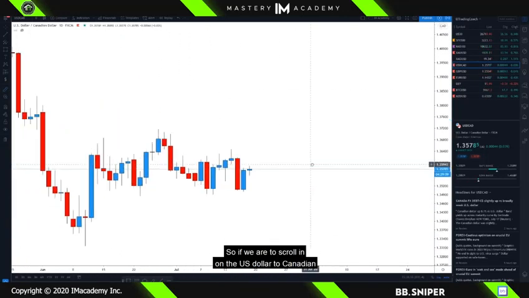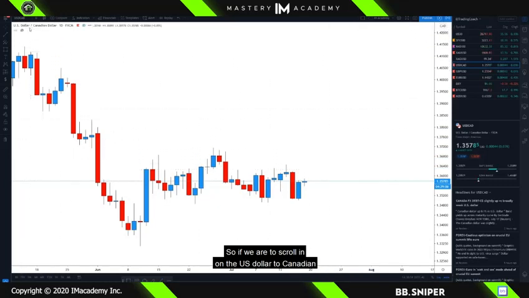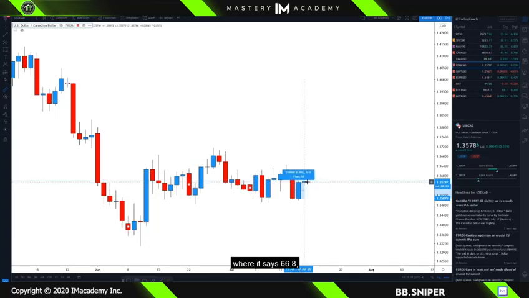So if we were to scroll in on the US dollar to Canadian Forex pair and use the measurement tool, we could go from the low of this blue bullish candle body, measure it to the high. And if we look at the number on the right where it says 66.8, that is the number of pips that the bullish daily candlestick moved. So 67 pips, give or take.